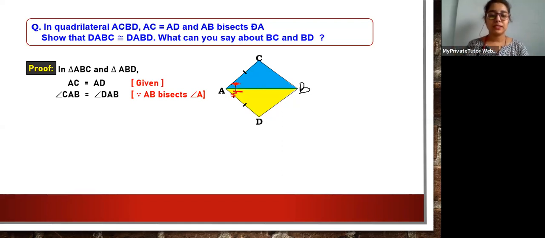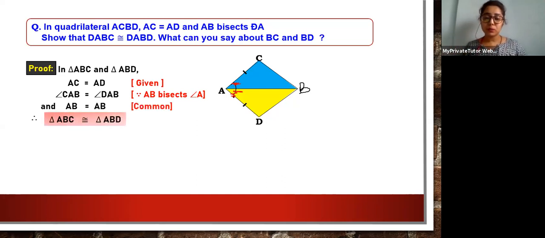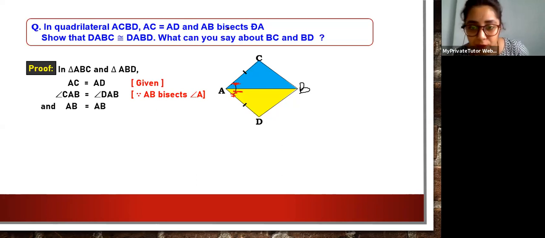Okay, now let's see what is the next part. Now you can see that AB is equal to AB. Why is AB equal to AB? That is the common part in both the triangles. You can see that AB is here, so it is present in this triangle also, and it is present in this triangle also.